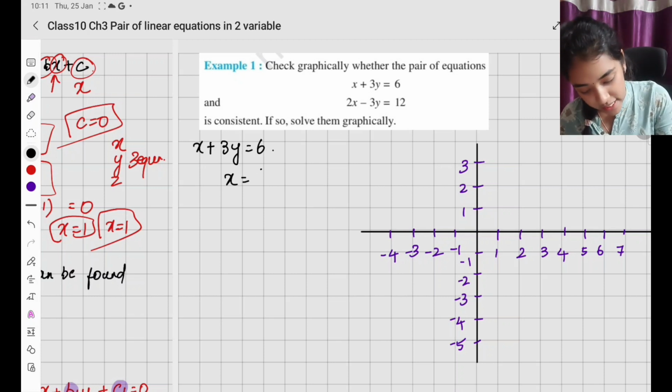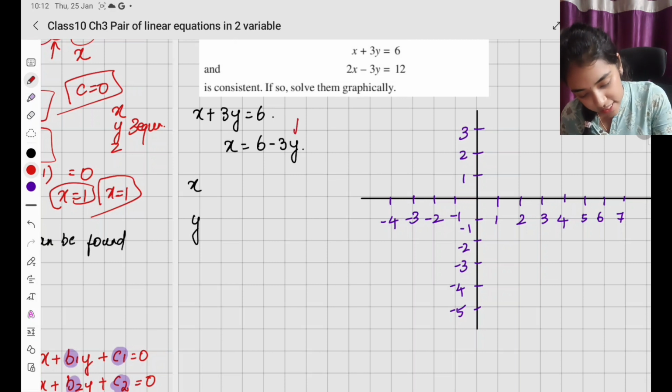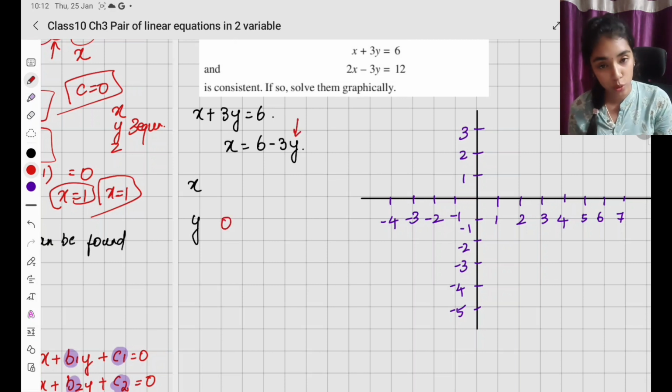Okay, ipa x is equal to 6 minus 3y. Ipa na enna panna pora, I'm going to plot the graph, which means I'm going to take values for x and y. Okay, ipa inda edathila when I substitute value of y to be 0, I have 6 minus 0, which is going to be 6.